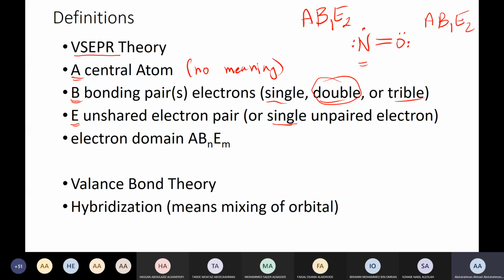Is this clear? Okay. How about this thing? How about for this N? AB1, E1. And this O? AB1, E1 also, exactly. Is this clear? So whether it is one electron or two electrons, it's the same. Good. Next.